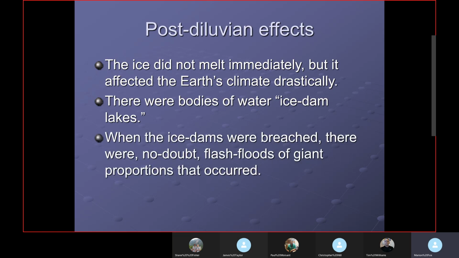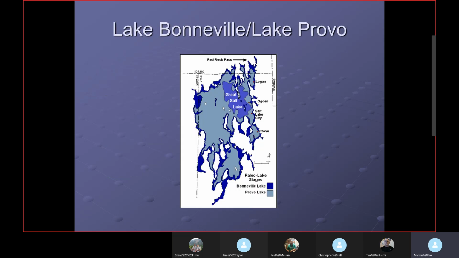However, ice dams occurred and formed ice dam lakes. Some were quite large. When the ice dams were breached, that is, the ice melted so that the water could get out, there were no doubt flash floods of giant proportions that occurred, and we'll show evidence of that. Now, here's an ice dam, or a dam. After a lake is formed, there's also a series of lakes called fluvial lakes that weren't formed by ice.